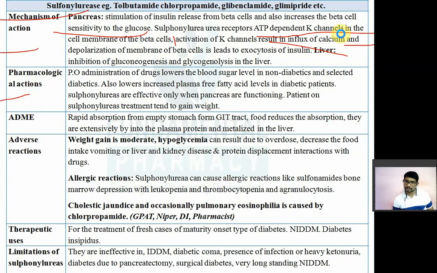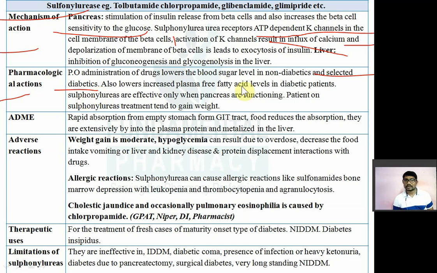Now the pharmacological actions. After oral administration these drugs decrease the blood sugar level in diabetic as well as non-diabetic patients. What will they do in a normal subject? They will lower the blood sugar level. If a normal subject ingested this tablet, the blood sugar level will decrease. In type 2 diabetics, not type 1 diabetics, they also decrease the blood sugar level.